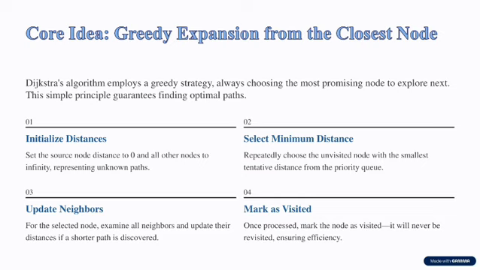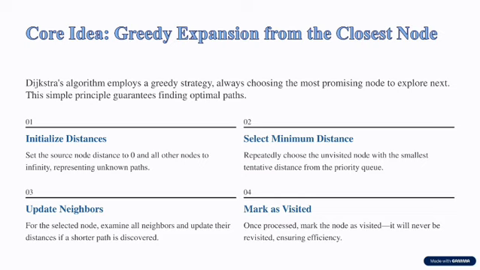Let's see the core ideas. Dijkstra's algorithm is built on a greedy approach, meaning it always expands from the node that currently appears to be the closest to the source. At every step, it selects the most promising, that is, the minimum distance node, and explores its neighbors to find the shortest path. This approach ensures that once the shortest node distance is finalized, it will never need to be updated again. The process continues until all the nodes are visited or all shortest paths from the source node are determined.